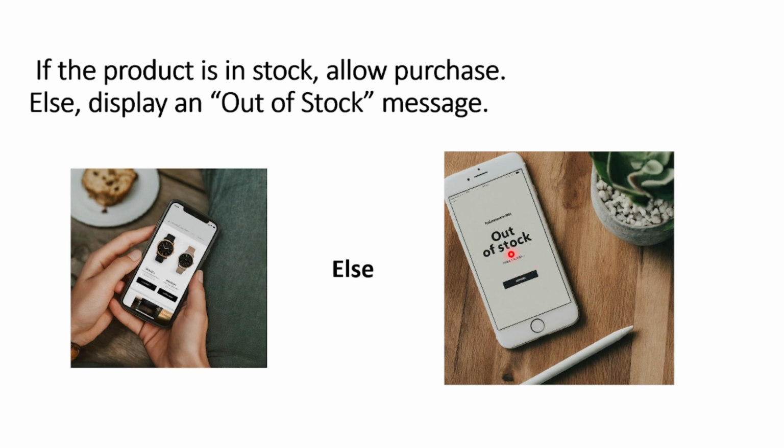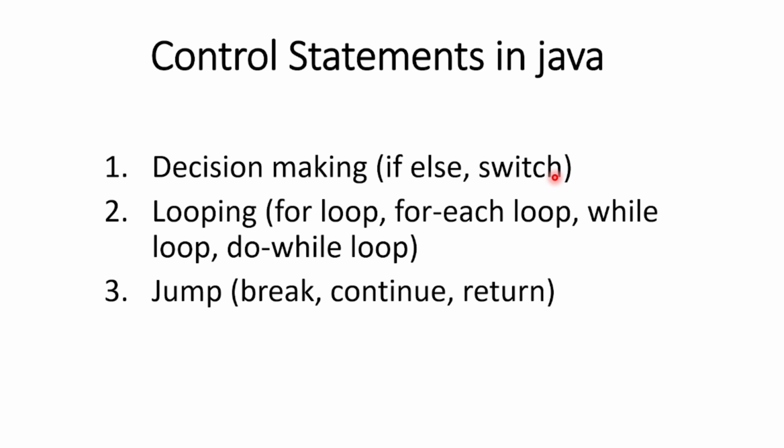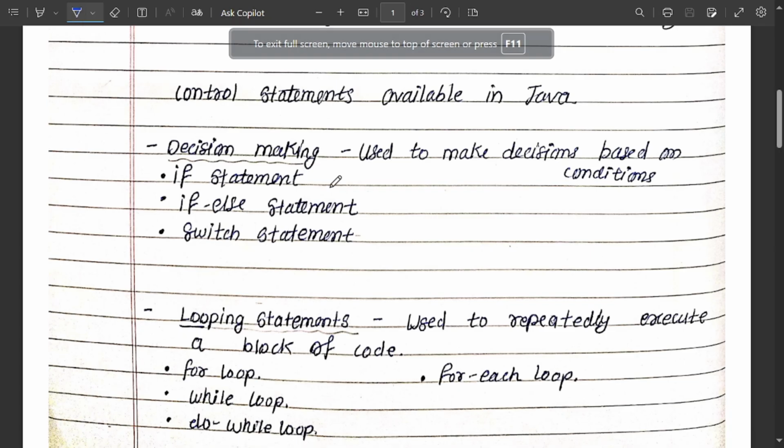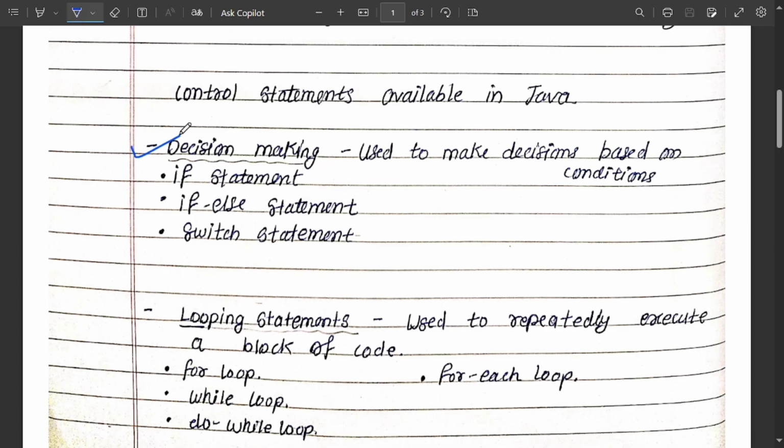So in Java also there are different conditions. We are going to see them. We have decision making, looping, and jump, and inside these we have some concepts, which we are going to see in upcoming lectures. Right now, guys, we are going to see the if else statement. Right now we are just going to know what a decision making statement is and what looping is. That means just the theory part.